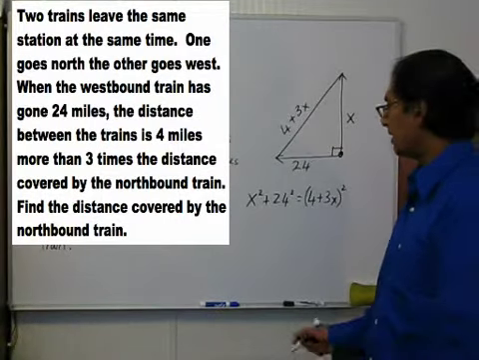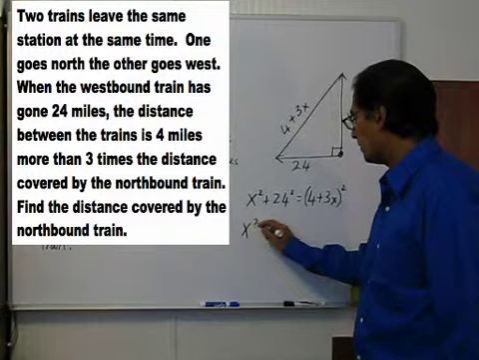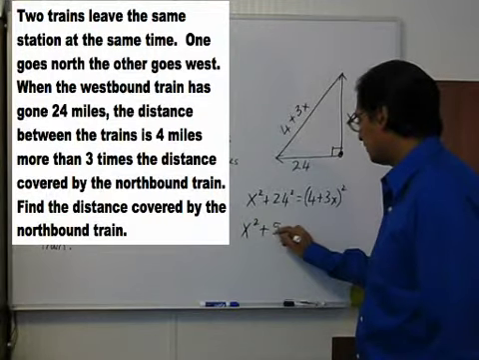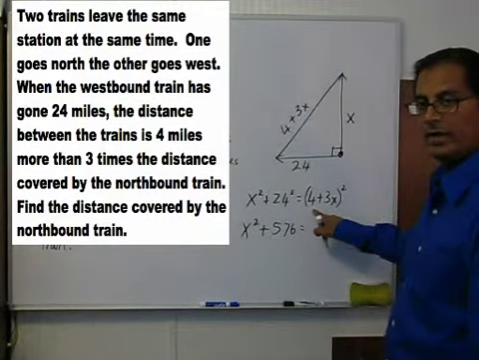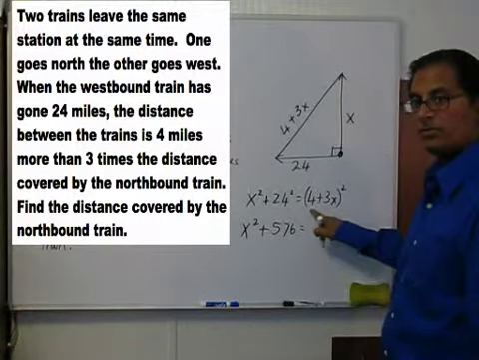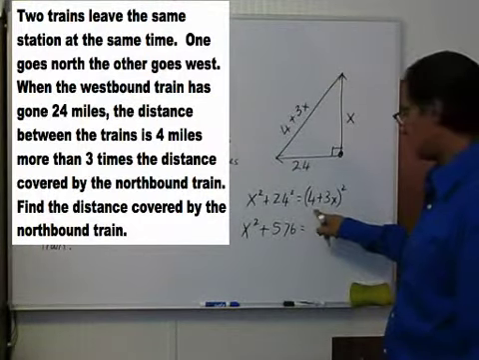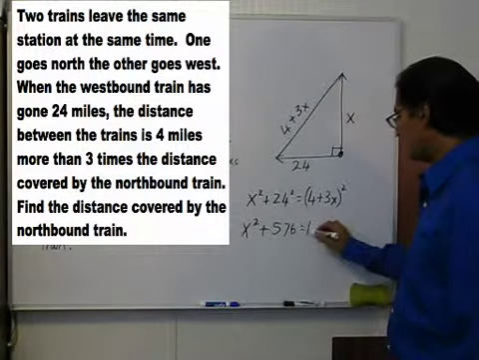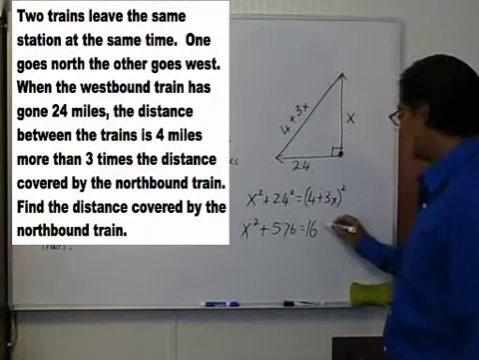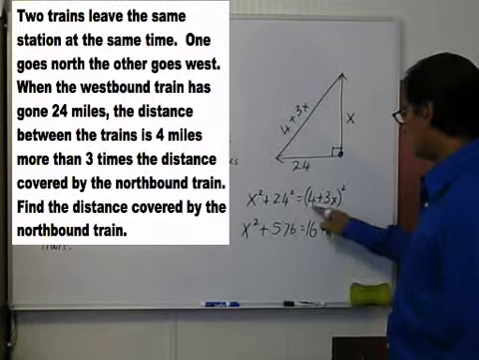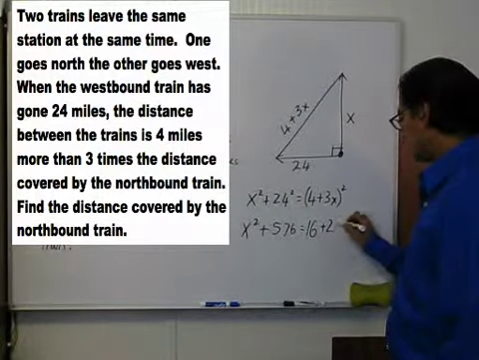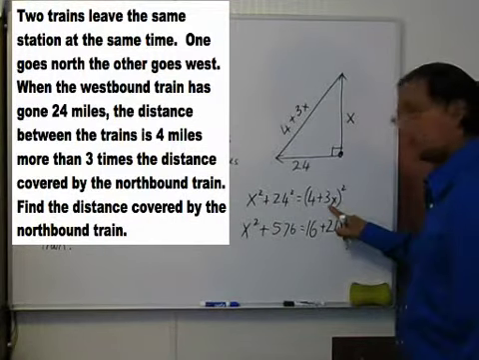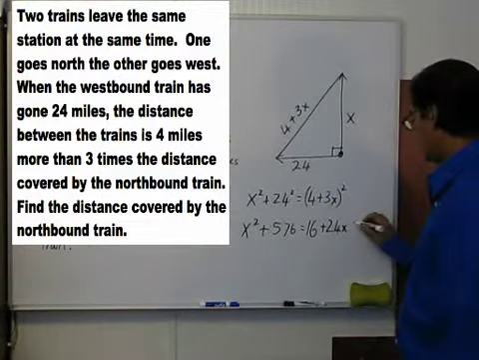If we square everything out, we get x squared plus 576 equals, this is a binomial squared, so we have to FOIL this. This is (4 plus 3x) times (4 plus 3x). We would get 16, 4 times 4 is 16, plus 4 times 3x is 12x times 2, that would be 24x, plus 3x squared is 9x squared.